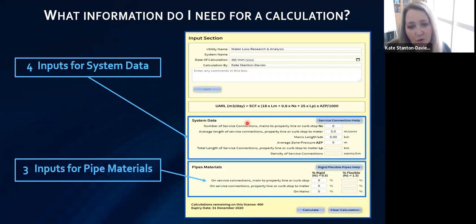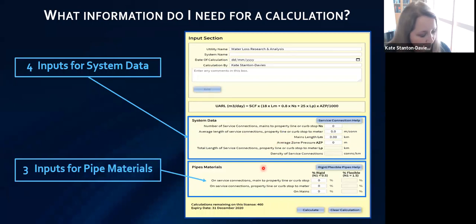And then you've got system data, which are 4 inputs. These inputs are the usual figures required for a standard UARL calculation. So you have your number of services from the mains to the property line or curb stop, the average length of service connections from the property line or curb stop to meter, mains length, and average zone pressure.